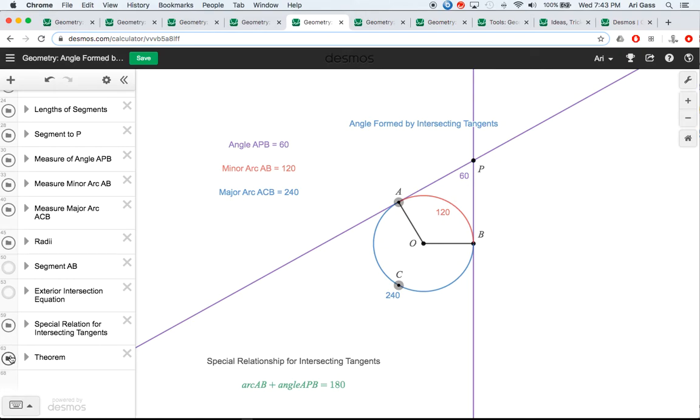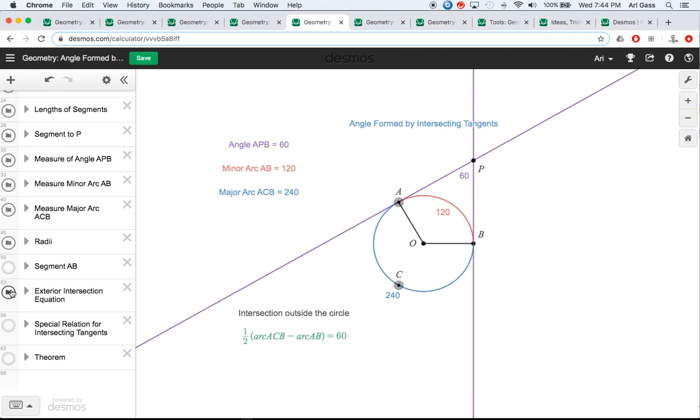So that is our special theorem, that this only works for intersecting tangents. That the sum of the angle formed by intersecting tangents and the intercepted minor arc is always 180 degrees. In other words, this angle is 180 minus the minor arc. That's a special formula only for intersecting tangents. If you don't want to remember an extra formula, I don't blame you. The exterior intersection equation still works.